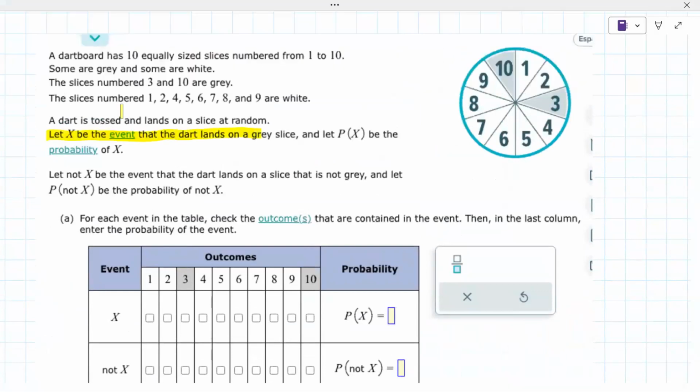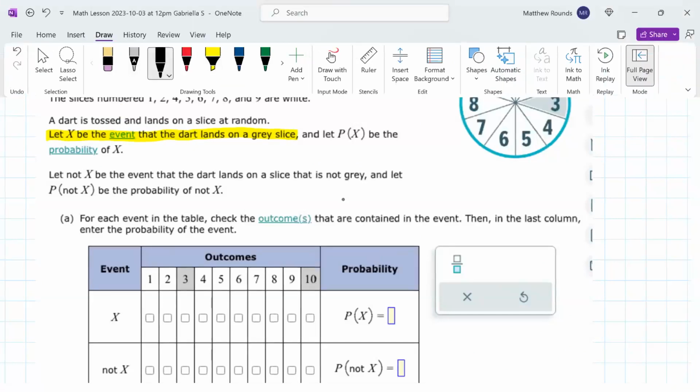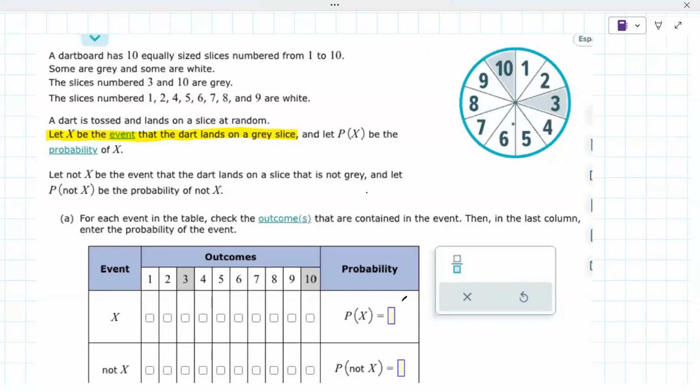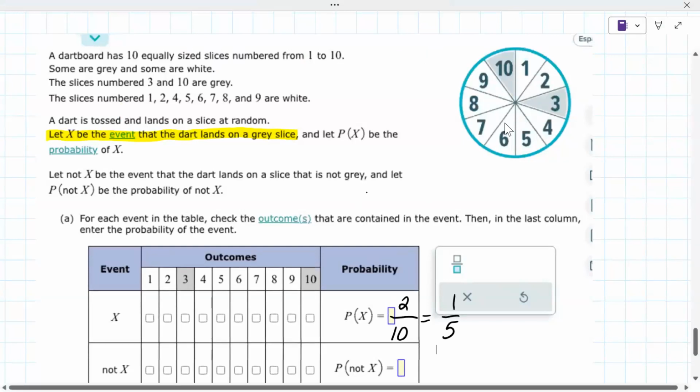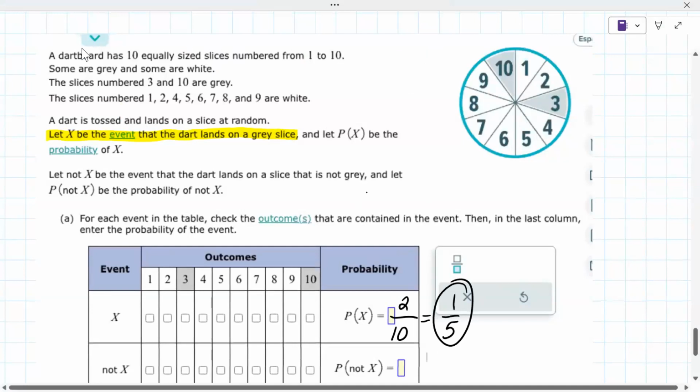Let X be the event that the dart lands on a gray slice. Okay, so how many gray slices are there in this picture of 10? There's 2. So it's 2 out of 10, which is 1 divided by 5. Okay, so that's your answer for the first one. A lot of words that lead to a pretty straightforward thing.